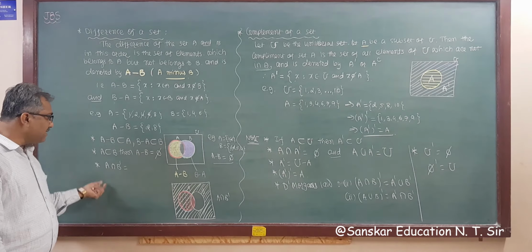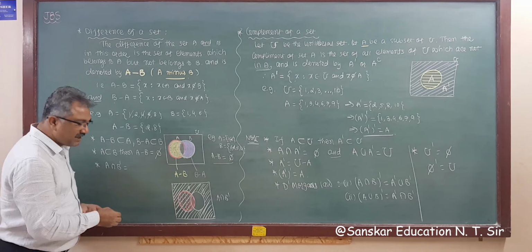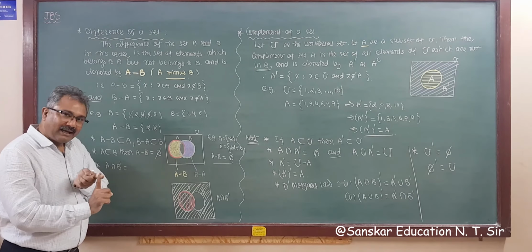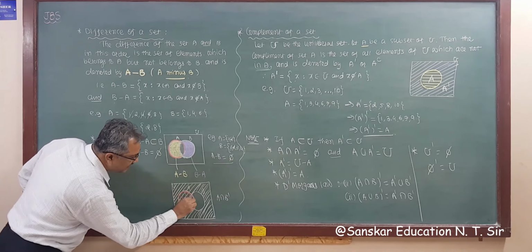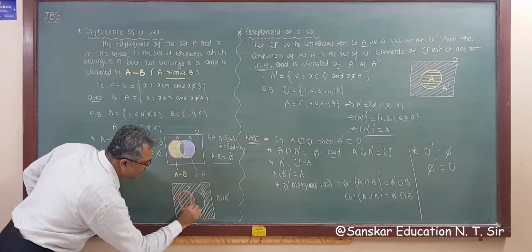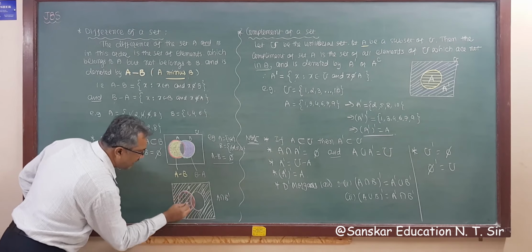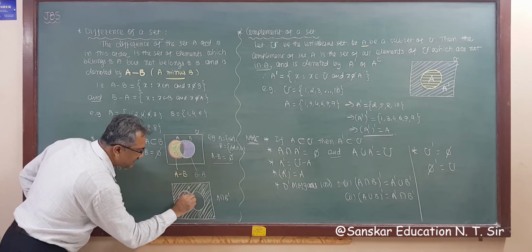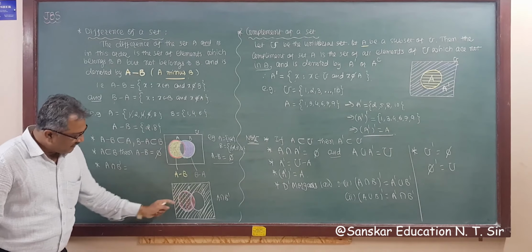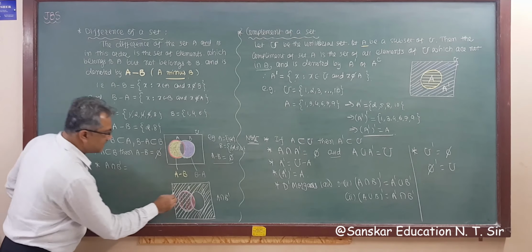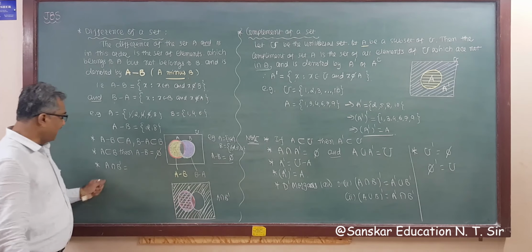So now A intersection B dash means all the common elements, which means where the green line and red line intersect. That is possible in this area. This is the portion where the green line and red line are intersecting. That is this set. This is your A intersection B dash.